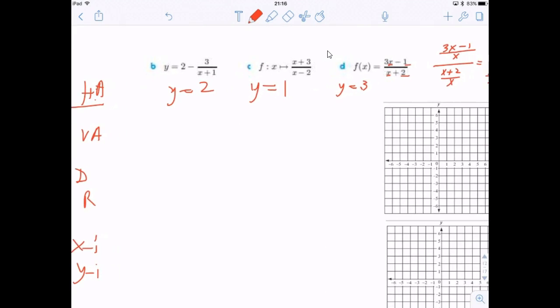What about the vertical asymptotes? Vertical asymptotes occur when you have 0 in the denominator. So in this case, for example, when do we get 0 in the denominator?